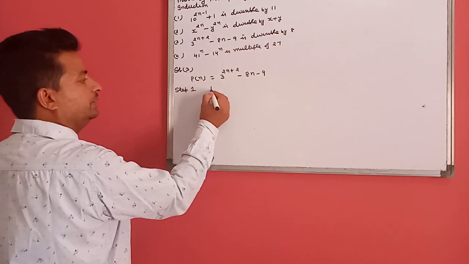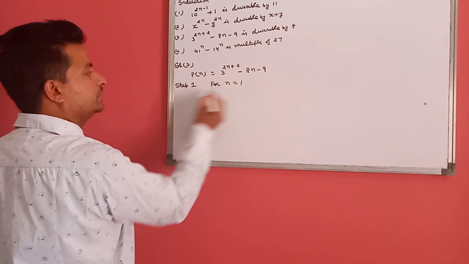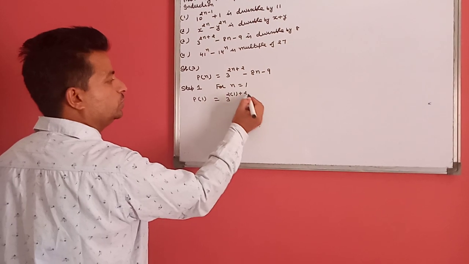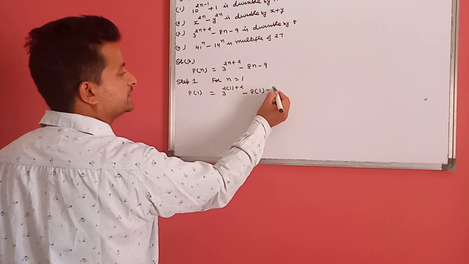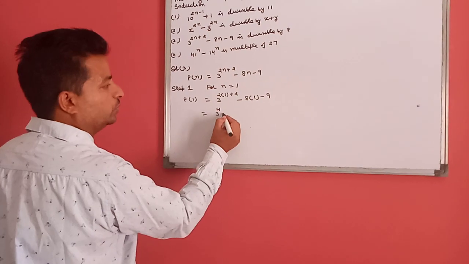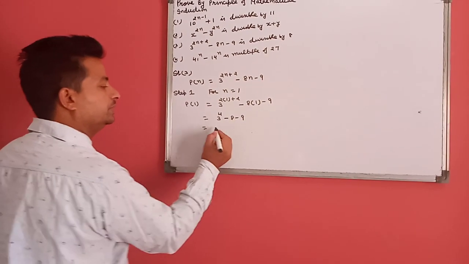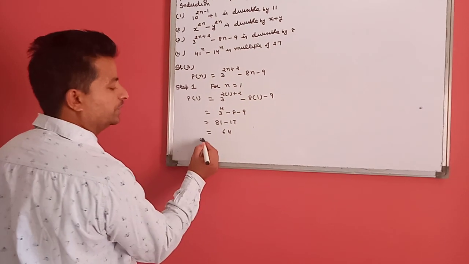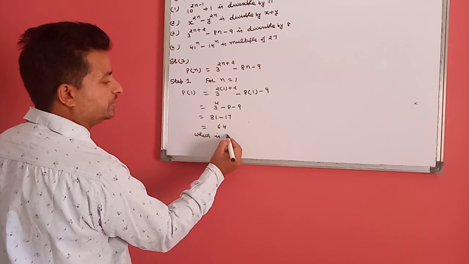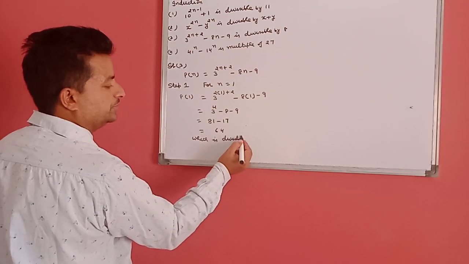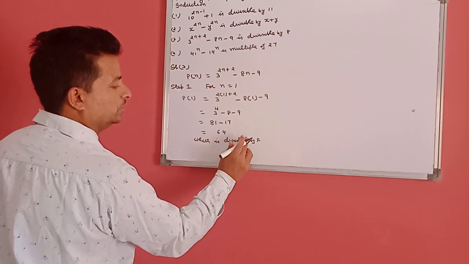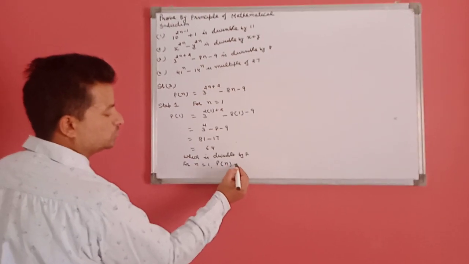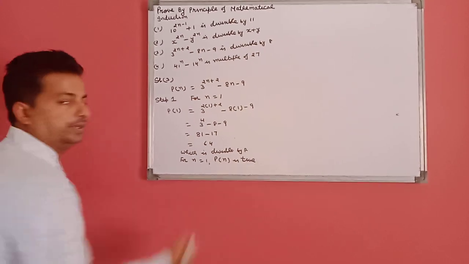In step 1, we first take n = 1, that's P(1). This is 3^(1+2) − 8·1 − 9, which is 27 − 17... checking further for n = 2: 3^(2+2) is 81, minus 17 gives 64. As we know 64 is divisible by 8. So for n = 1, P(n) is true. This is step 1.